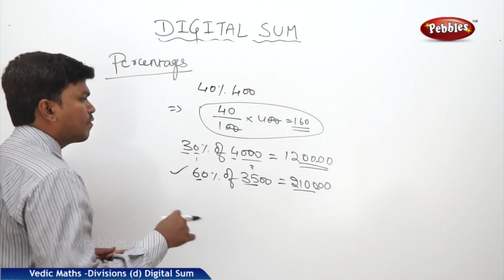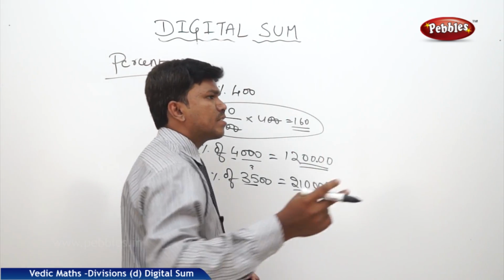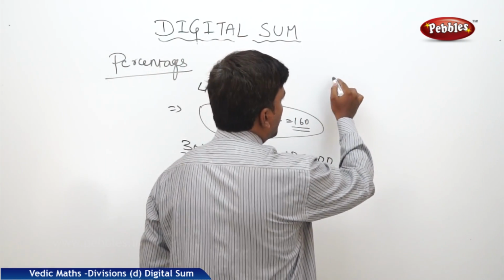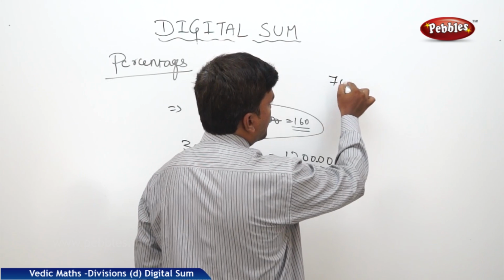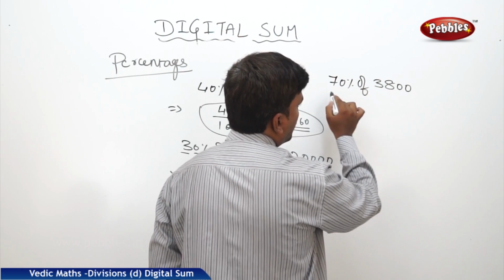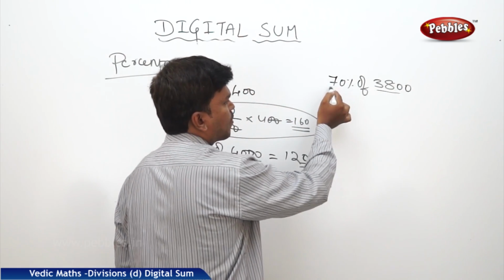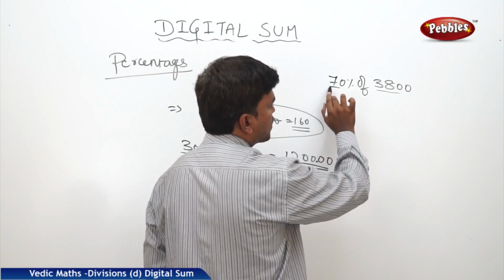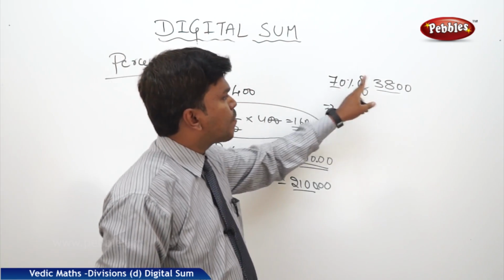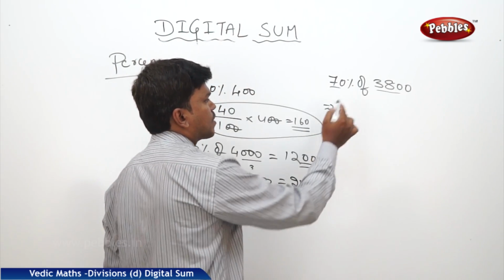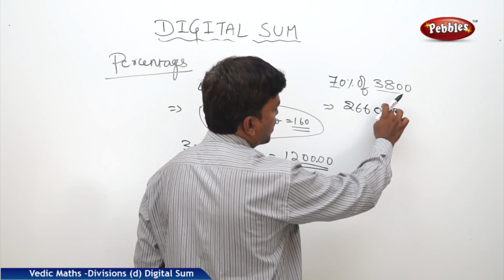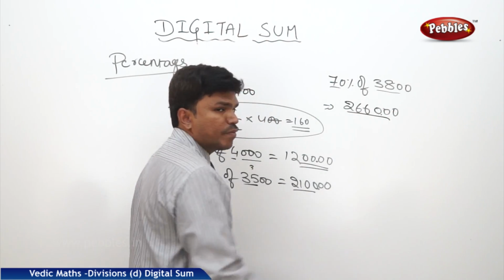Understand? If at least one of the numbers is tough, you can go like that. For example, I want 70% of 3800. Here one number is a little tough and one number is easy. So you can directly go for the multiplication. 7 into 38. 38 7s, how much will you get? 210 plus 56, 266. How many zeros? 3 zeros. Put a decimal point after 2 digits from right. So your answer is 2660.